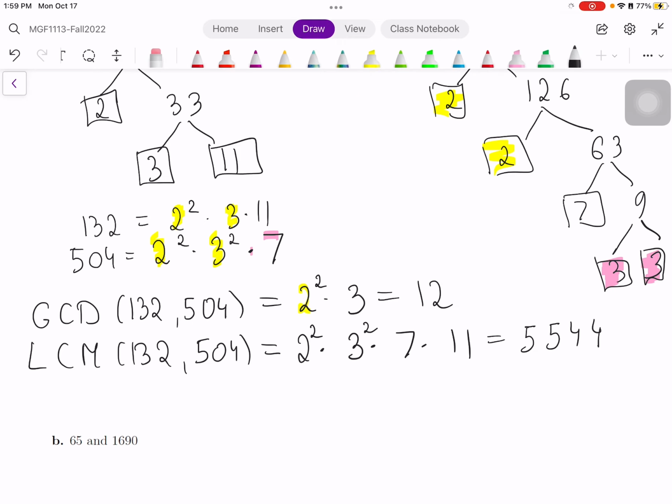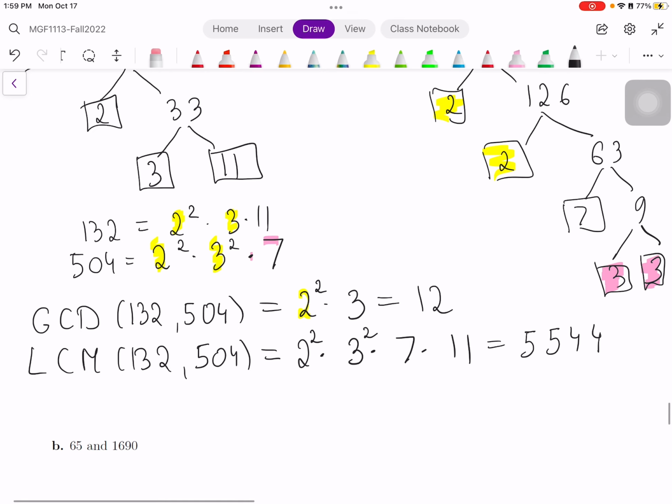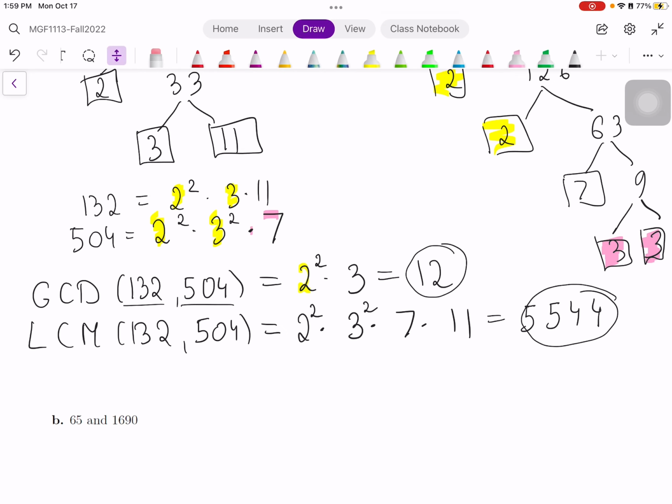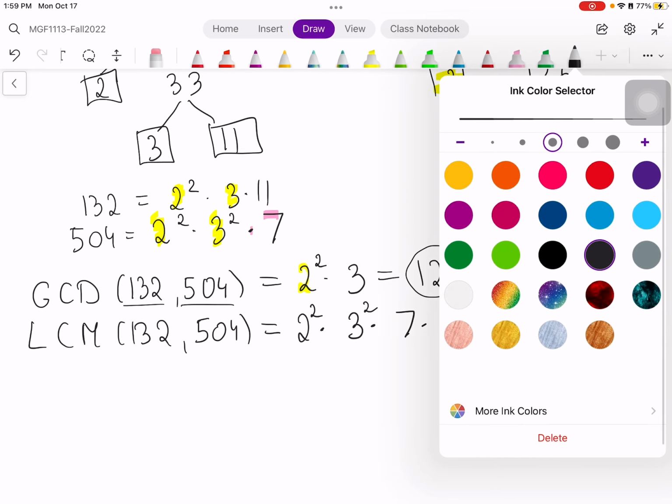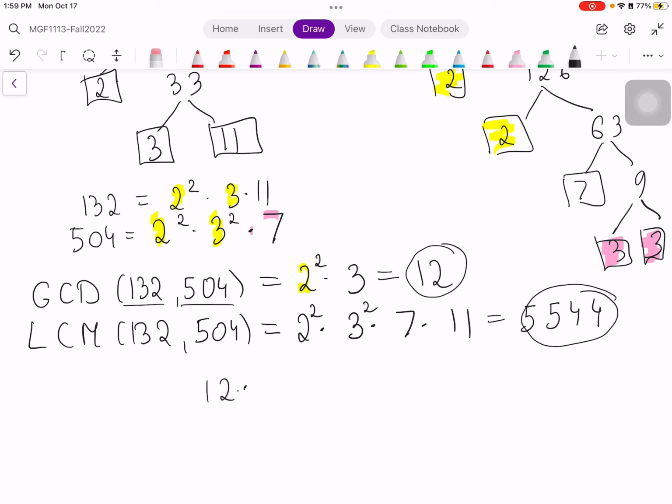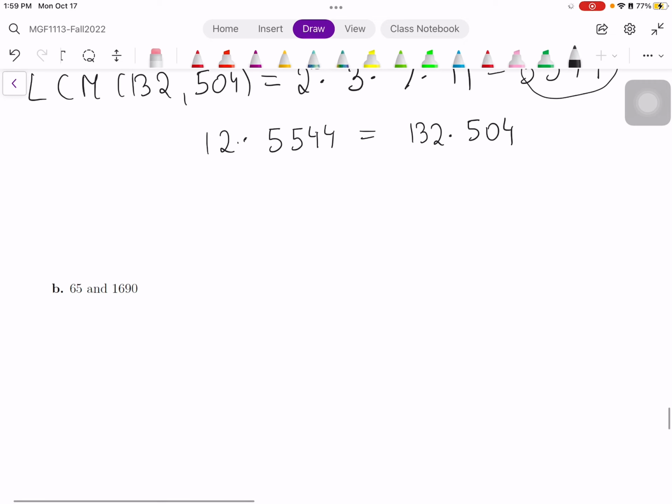Of course, I can always check, because the greatest common divisor times the least common multiple should be the same as the product of those two numbers. So if you multiply the greatest common divisor times the least common multiple, it should end up the same as the product of the two numbers. And you can check that they're the same on the calculator.